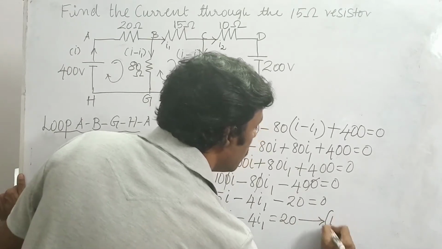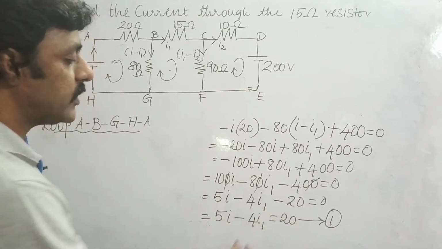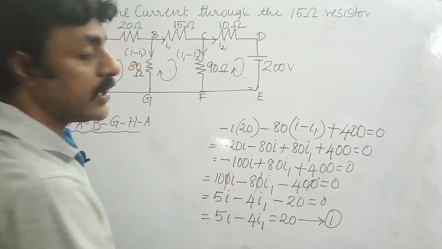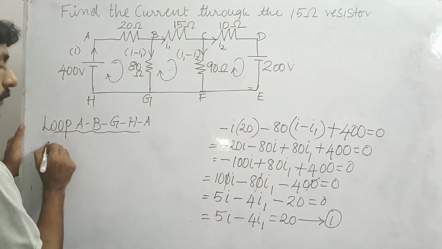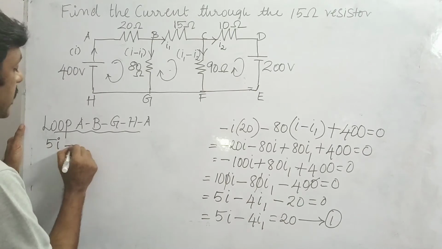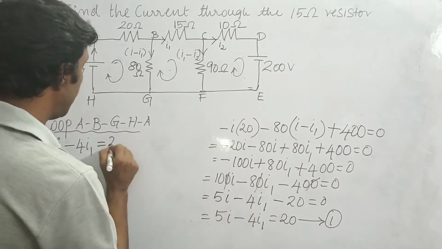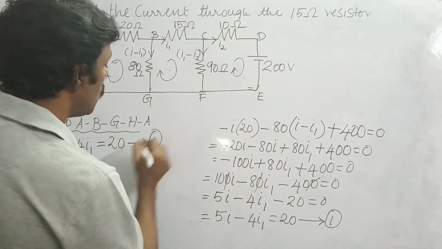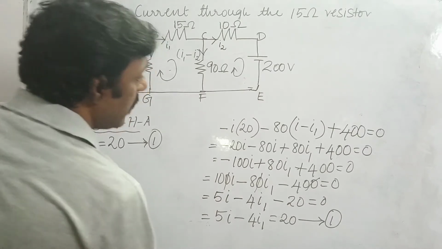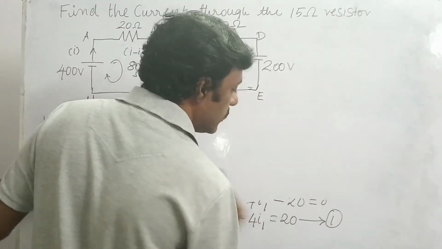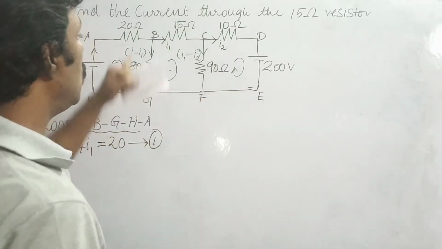This is equation number 1. 5I minus 4I1 is equal to 20, because when minus 20 goes to the other side, it will be plus 20. So I am recording the equation here: 5I minus 4I1 equal to 20. This is my equation number 1. I am erasing this calculation part because I have obtained equation 1, which is necessary for loop 1.